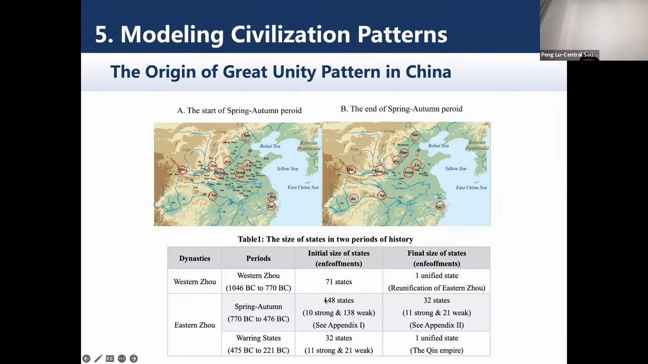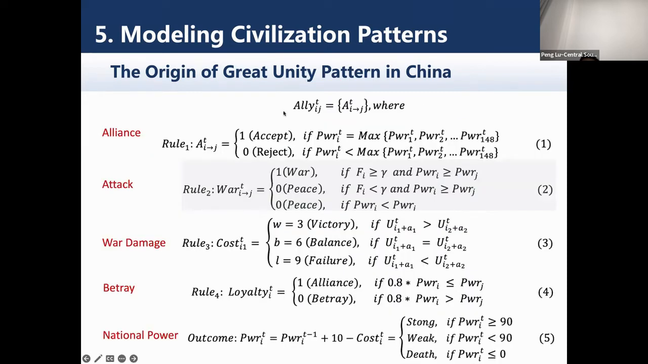From 168 states to finally one united state, the Qing Empire. So we want to model this whole process of unification. Based on history records, we set some action rules for this process. The first rule is alliance behavior, and the second is launching wars on other states.